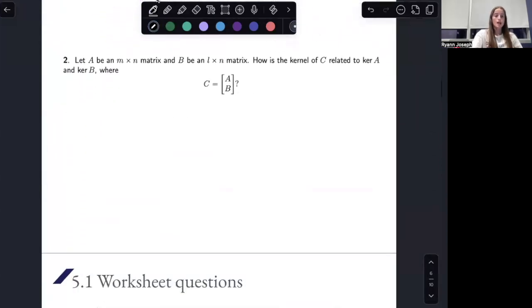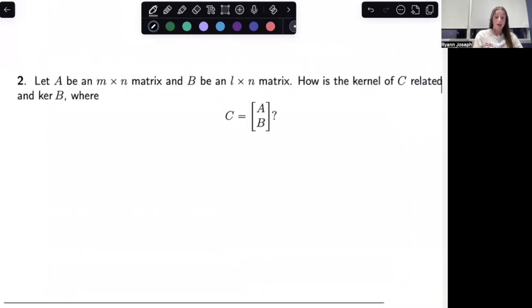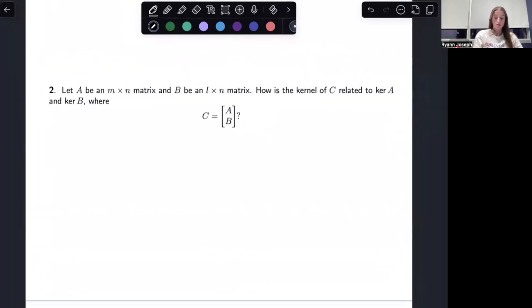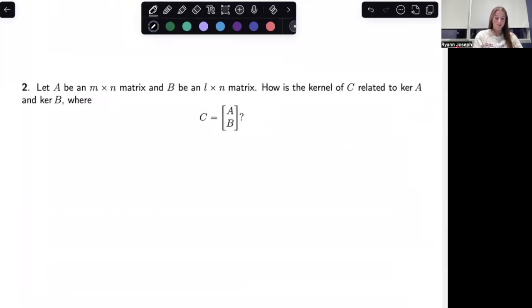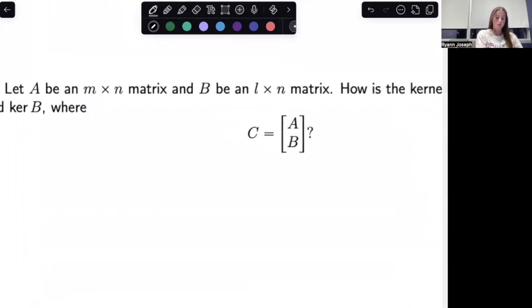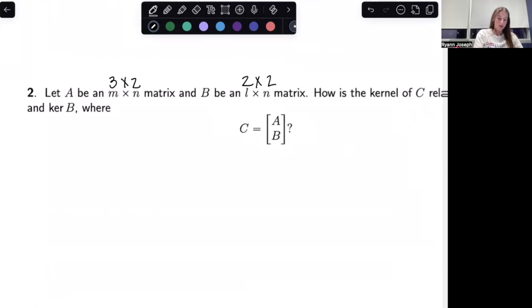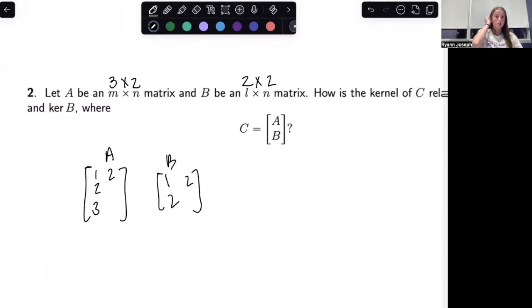Let's be distinct about this. Let A be an M by N matrix, and let B be an L by N matrix. How is the kernel of C related to the kernel of A and the kernel of B, where we have this? To give these numbers so we can conceptualize it, let's say this is a 3 by 2 and this is a 2 by 2, which makes it the easiest. So A is an M by N, and then B is a 2 by 2 and a 3 by 3.